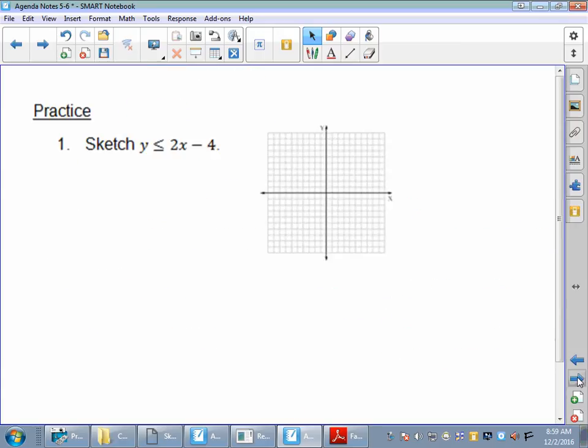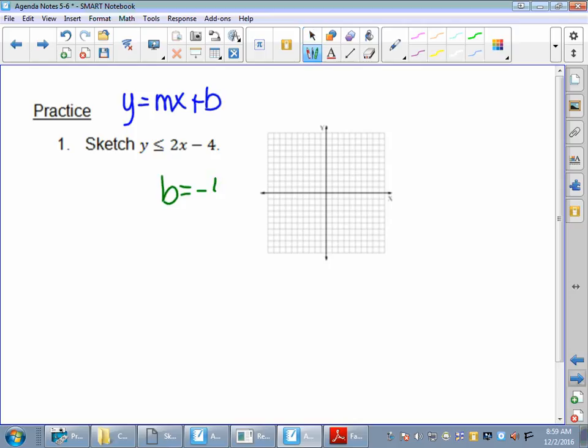Quick and painless. I like this one. Sketch y is less than or equal to 2x minus 4. Notice instead of our equal sign, we've got a less than or equal to, but it's still in mx plus b form. In other words, the y is isolated, and we can pick out the b and the slope. So the b is negative 4. The slope is 2. Of course, we can write that as 2 over 1.